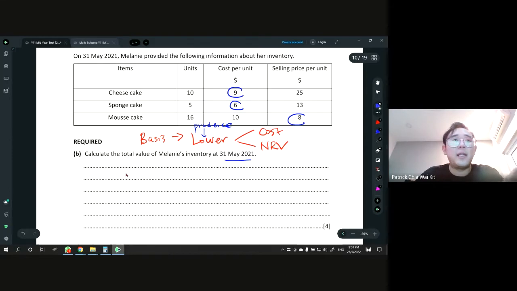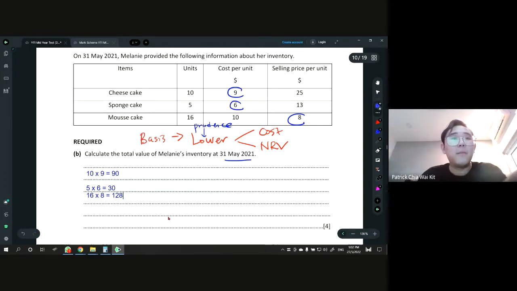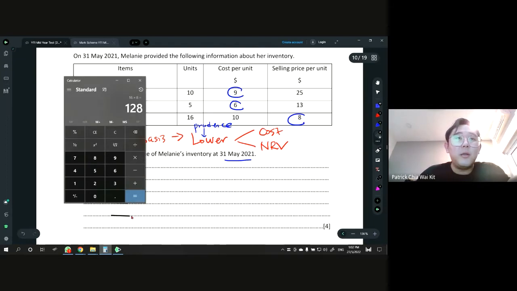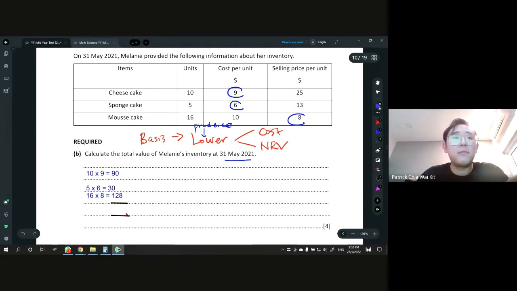So this is a 4 marks question. How to do this technically? You show calculation: 10 times 9 will give you 90. The next one will be 5 times 6, which gives you 30. And lastly, 16 times 8, which is 128. After that, we just total them up, and then we get the closing inventory value. So 90 plus 30 plus 128 is 248. So 248 is our value of closing inventory for all the cakes here.